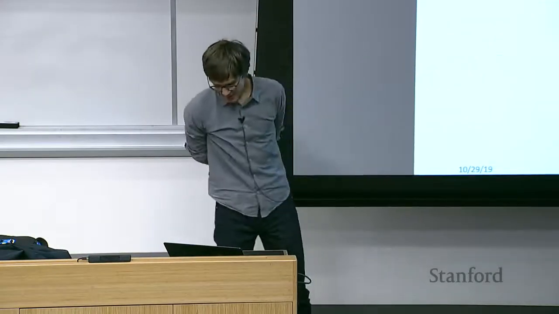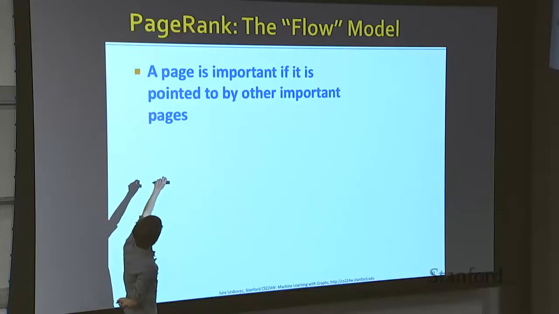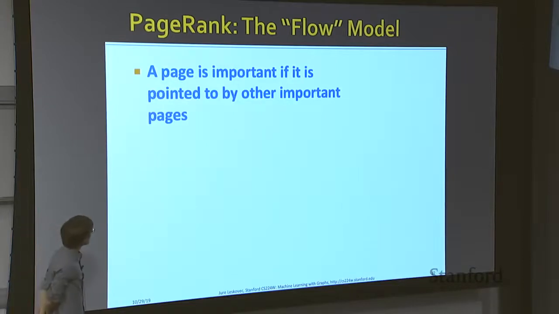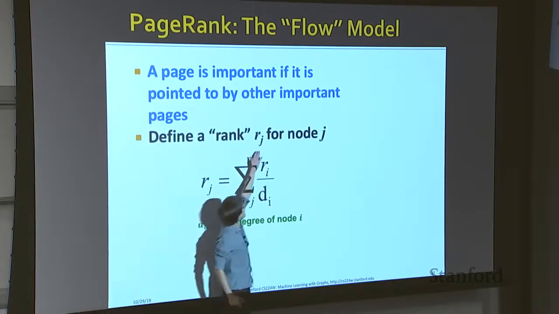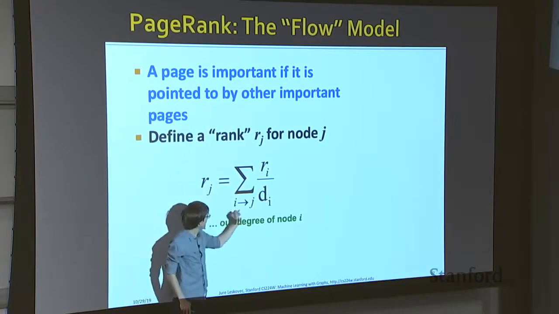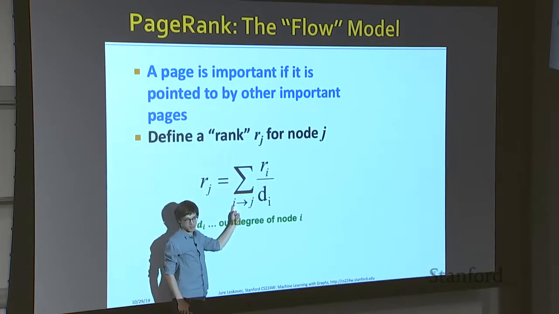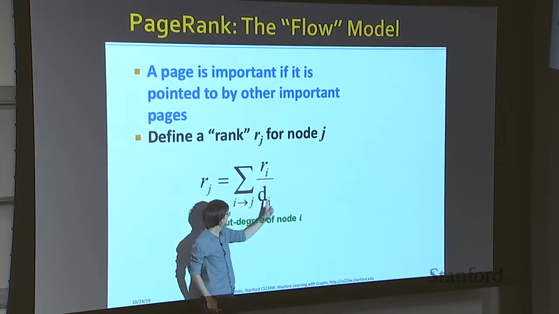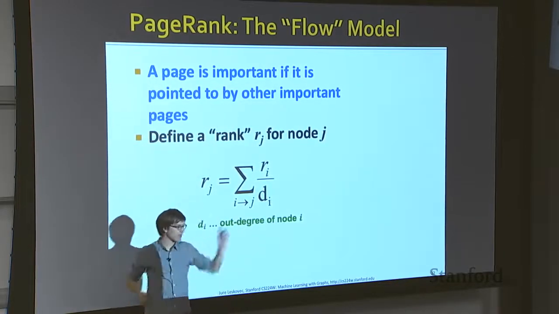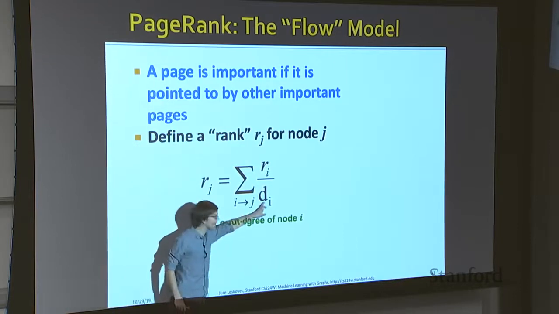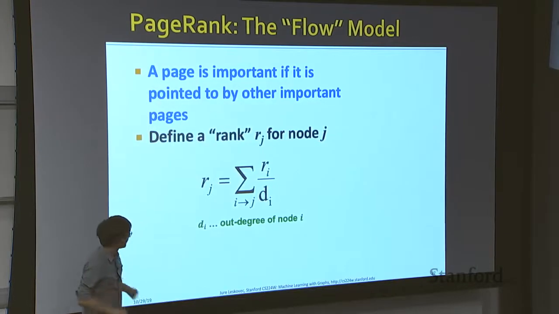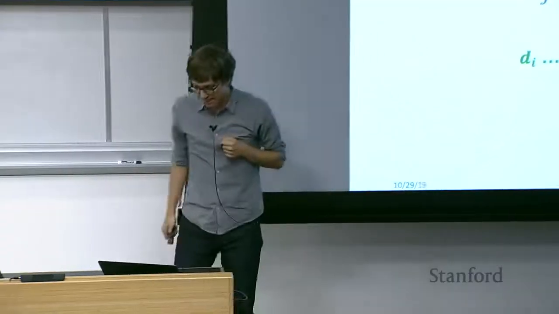So basically what we say is, a page is important if it's pointed to by other important pages. So the way we can now define the rank of a given page j is: my importance, if I'm j, is a sum over all the nodes i that point to me. I take their importance divided by their out-degree and sum it together. I see who's a friend of myself, I ask them how important they are and how big an out-degree they have, I divide, and sum it up. That's my own importance, where d sub i is the out-degree of node i.